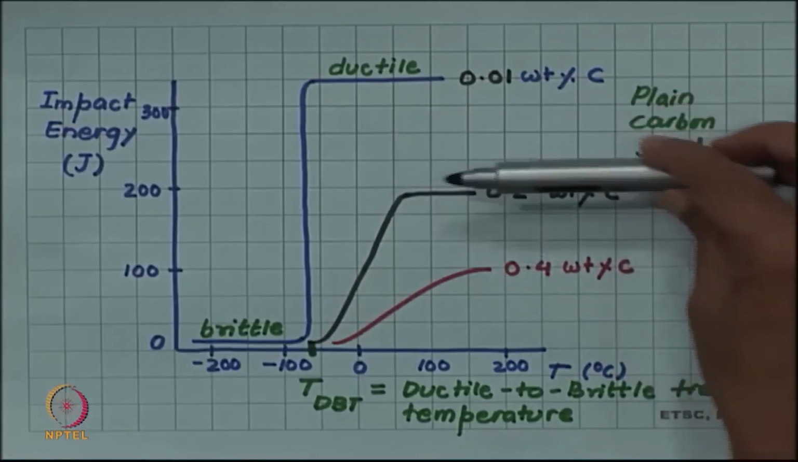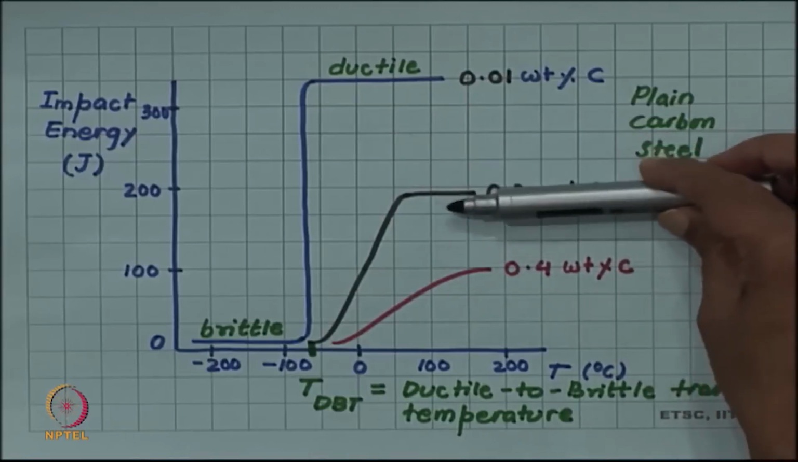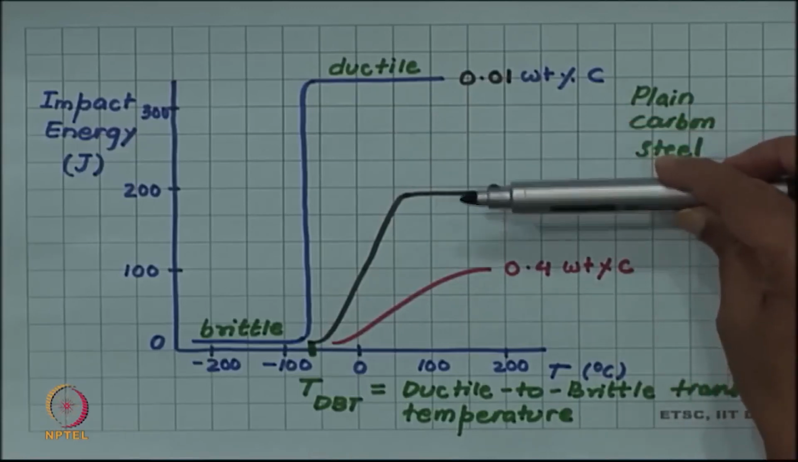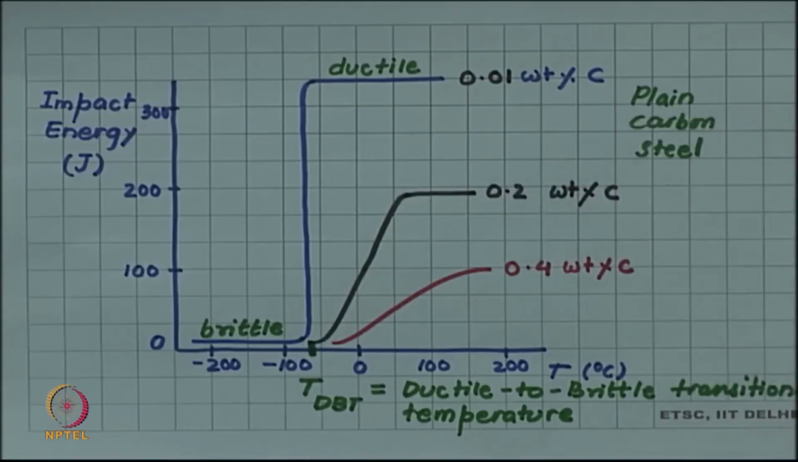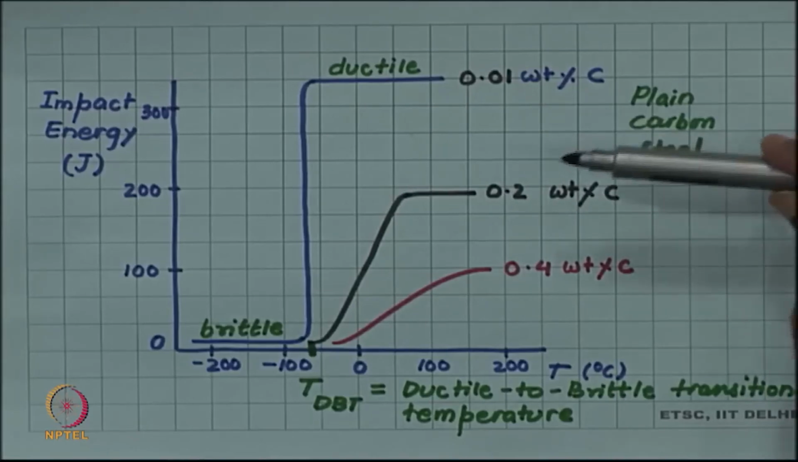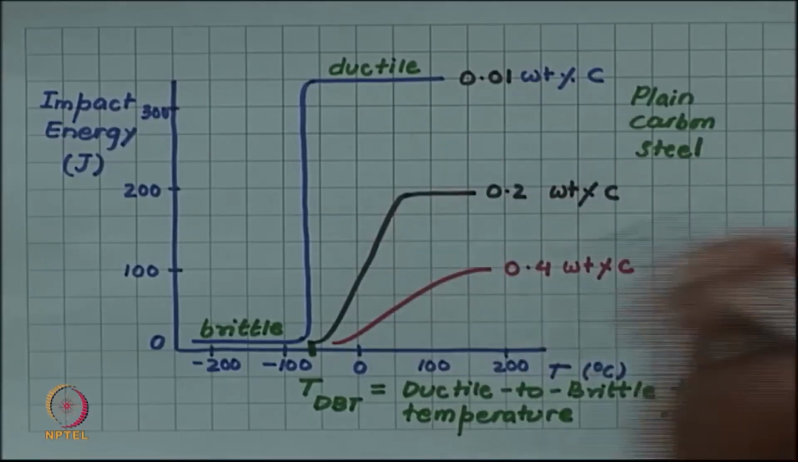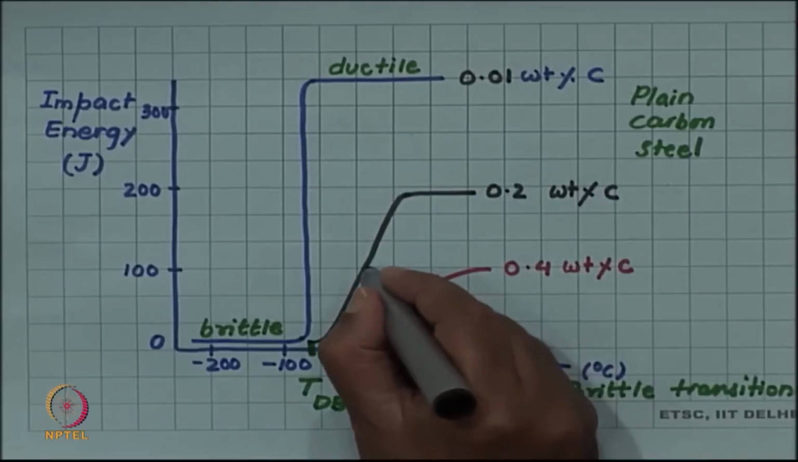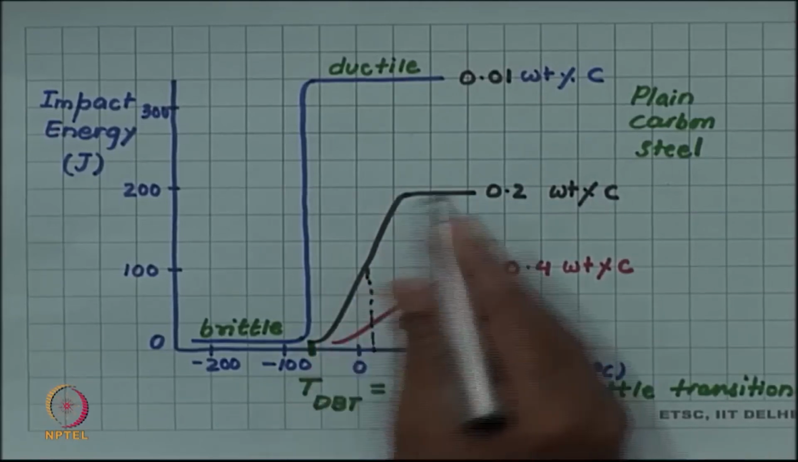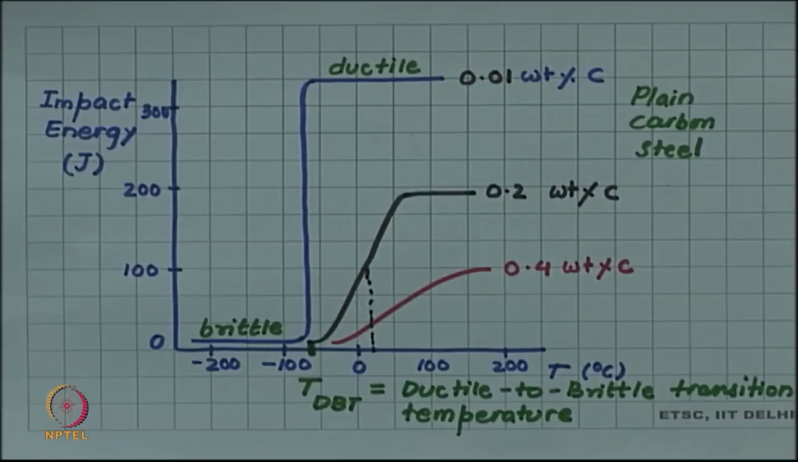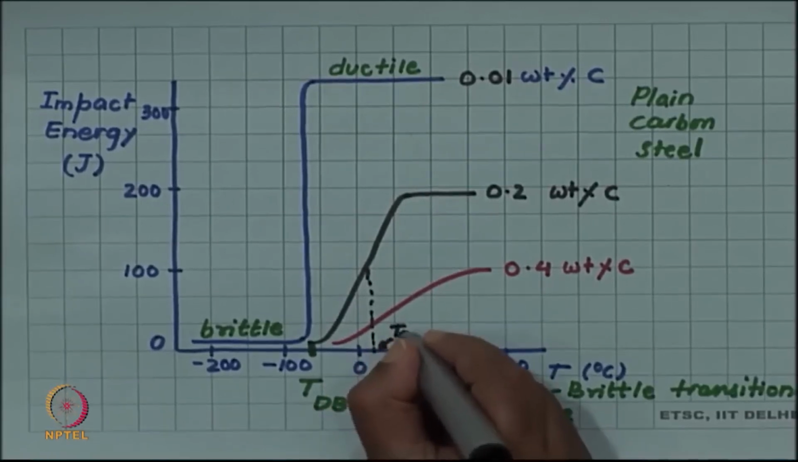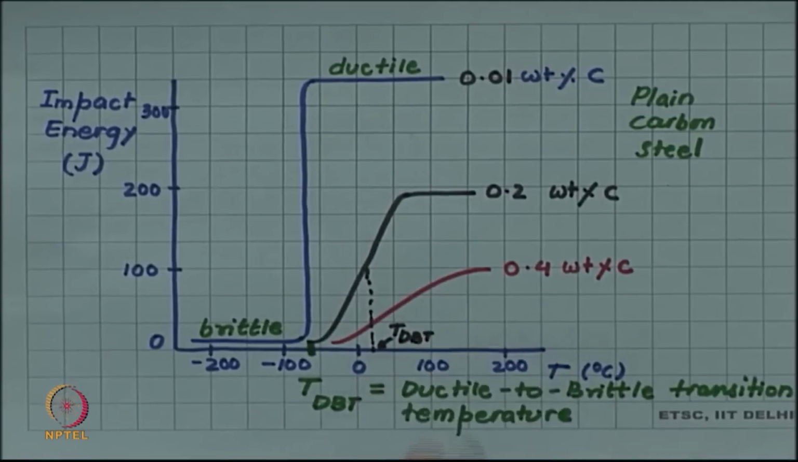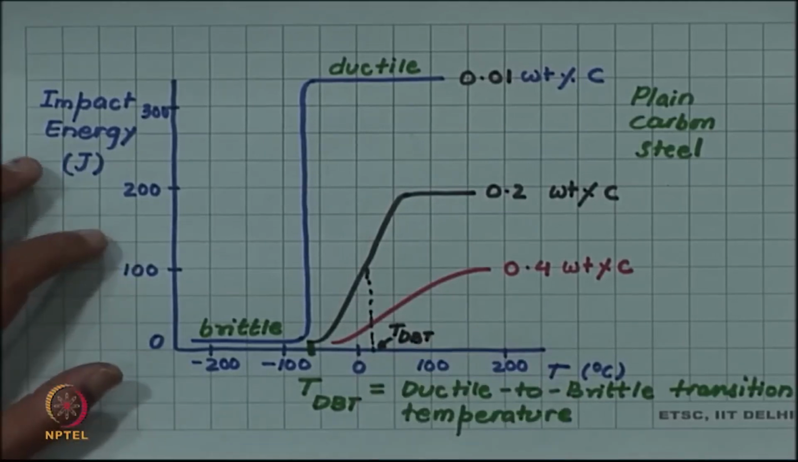So, the fact that the energy absorbed is decreasing is indicating the enhancement in the brittleness of the material as carbon concentration is increasing. But then for this, the ductile to brittle transition temperature will be taken as somewhere in the middle of this transition zone. So, this will be the DBT for 0.2 weight % carbon.